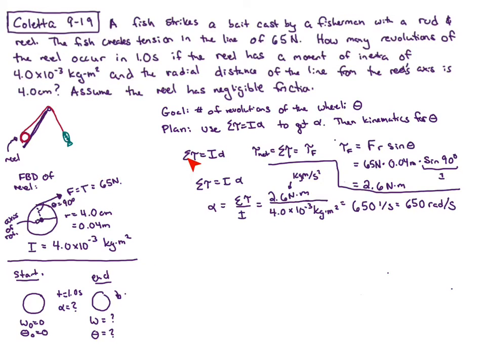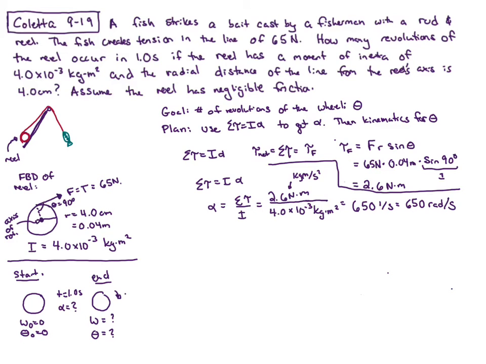Here's the start of my execution, right? Sum of the torques equals I alpha. So the first thing I need to do is figure out the sum of the torques, because eventually I'm going to use alpha equals the sum of the torques over I. Just an algebraic rearrangement. Well, the net torque, which is all the torques together, is just the torque from F because there's no other forces acting on the reel.